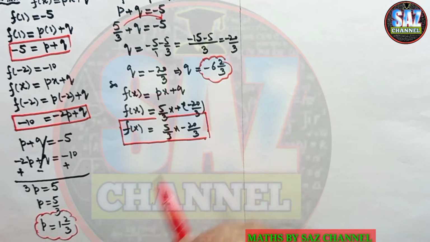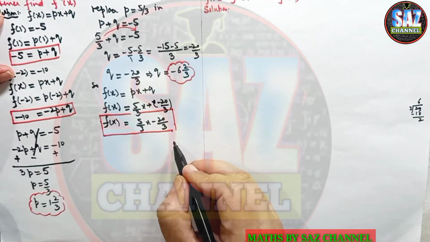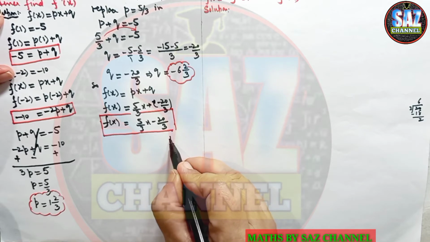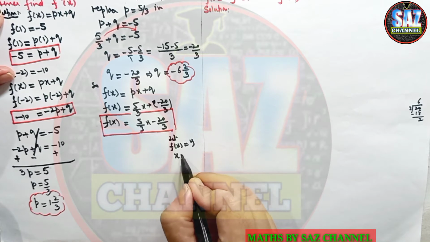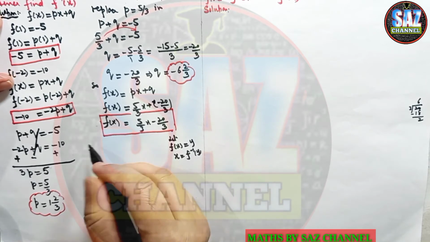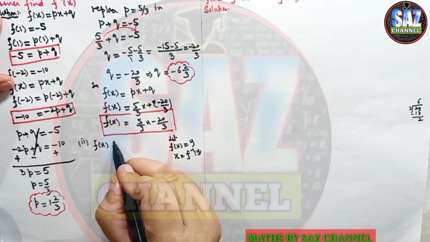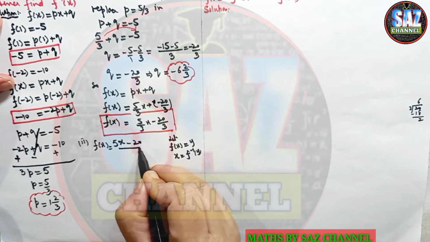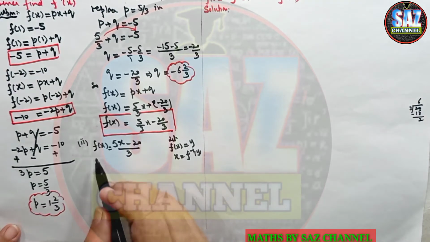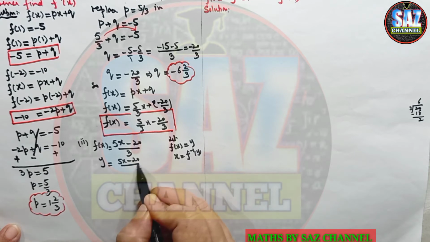Now let's move to the solution of the inverse function. We know that for finding the inverse of x, we have to suppose that f of x equals y and x equals f inverse of y. Let's take the function f of x equals 5x minus 20 upon 3. Instead of f of x, replace y equals 5x minus 20 upon 3.